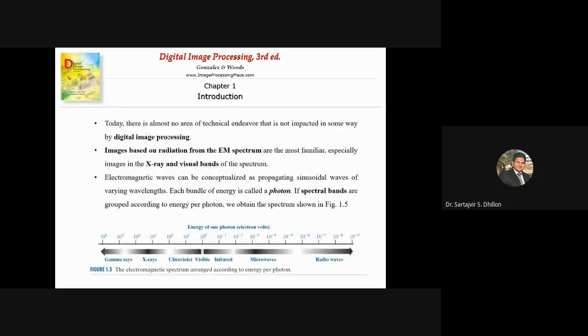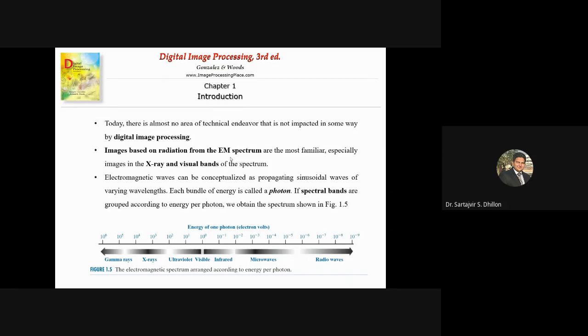Next one is the electromagnetic spectrum. Today, as we know, there is almost no technical area where digital image processing is not being used. It is everywhere. As we are talking about artificial intelligence, it is available in automobiles. It has been used in remote sensing images. It is used in civil engineering, and there are a lot of applications that we will discuss in the upcoming slides. Now, these images were based on radiation from the electromagnetic spectrum.